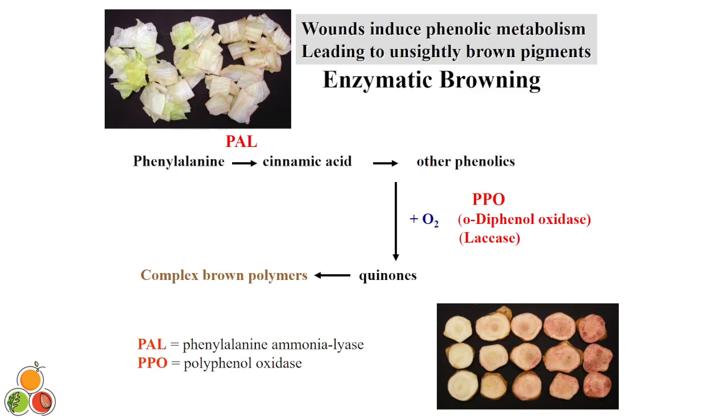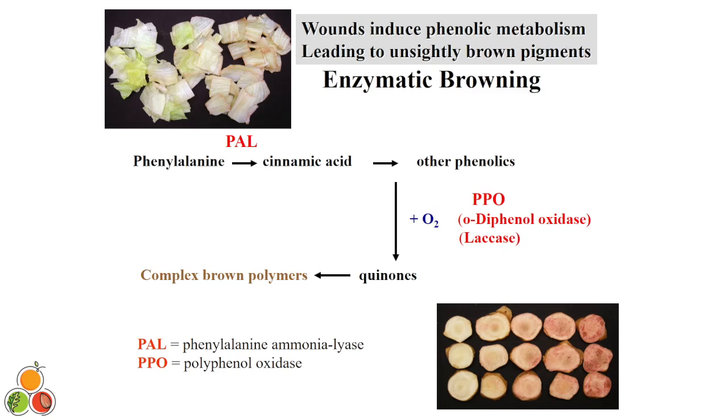So in my mind, this is sort of a simplified diagram of that process. One is we have a particular amino acid. This is in the case of lettuce. And we have an enzyme called PAL. It's not our pal, right? Phenylalanine ammonia-lyase. And it makes some intermediary products. And then we have another enzyme in the presence of oxygen.